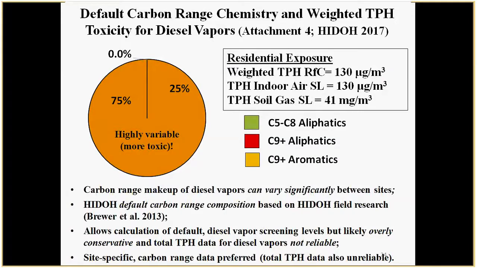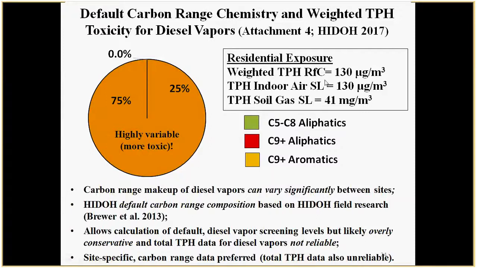I just noticed that for some reason the colors aren't showing up here in this slide. I'll fix that and repost these slides. We assume that diesel vapors are composed of 75% C9 to C18 aliphatics and 25% C5 to C8 aliphatics. So that would have been green. The C9 aliphatics would have been red. So this is highly variable. The C9 and higher aliphatics are the more toxic component of petroleum vapor, so it's something to be concerned about.